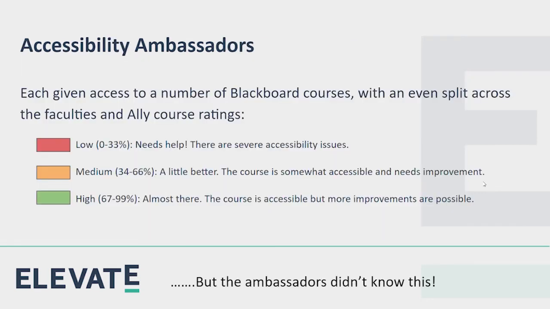And so we gave the ambassadors different courses to look at. Some courses scored very highly on accessibility, some courses scored lower. But the key thing to say here is that we didn't tell the ambassadors that the courses were different in terms of their scores, because we didn't want to give them any preconceived ideas of what a good course might look like.